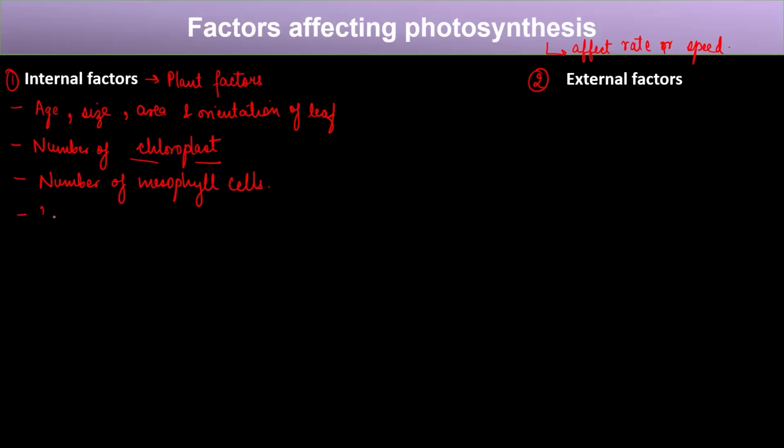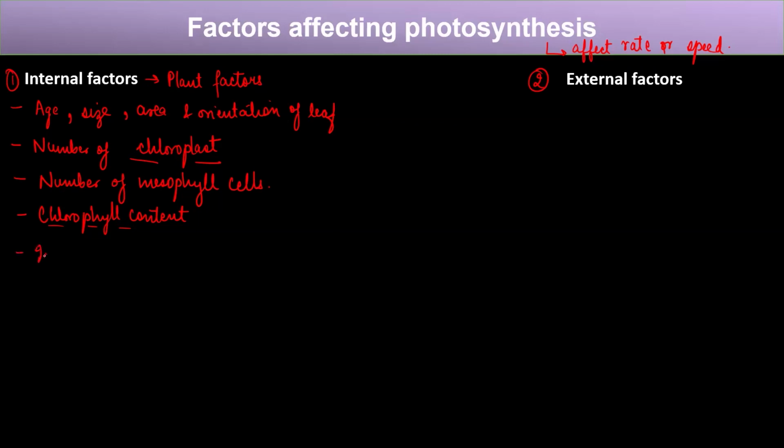Then the next is chlorophyll content, because by now we have understood why chlorophyll content is important. Chlorophyll forms the reaction center and the antenna, from where the light reaction starts. We have also seen by an experiment, the variegated leaf experiment, that if a leaf does not have chlorophyll, photosynthesis does not take place there. So the chlorophyll content is also important.